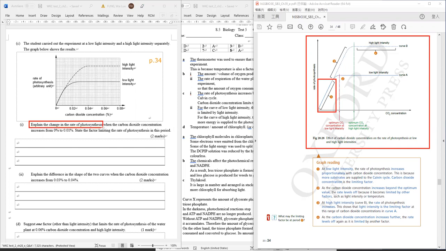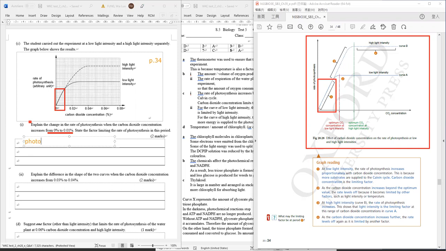The change in the rate of photosynthesis. Whether photosynthesis is speeding up or slowing down, something like that. Pay attention to the period here, okay, from 0 to 0.01. So in this case, why does photosynthesis speed up when more CO2 is available?